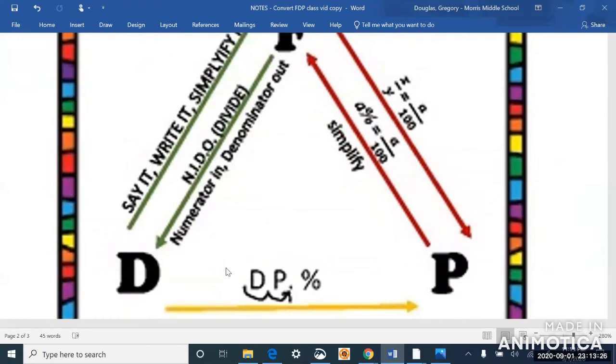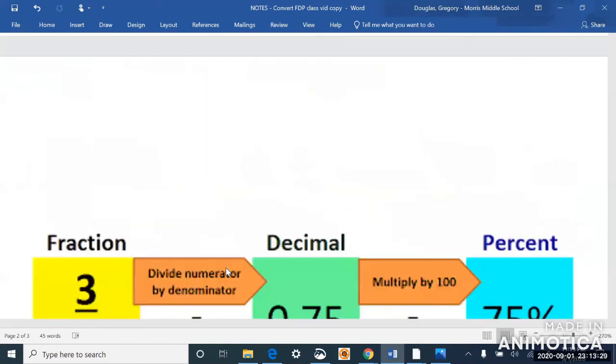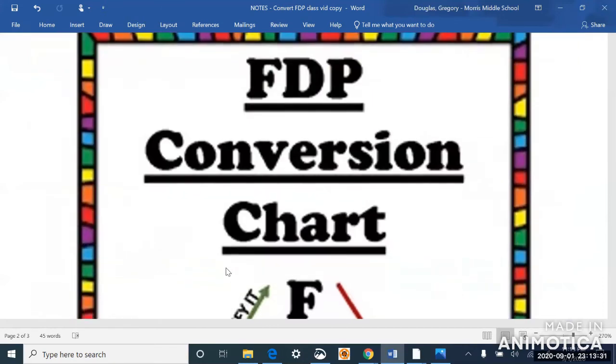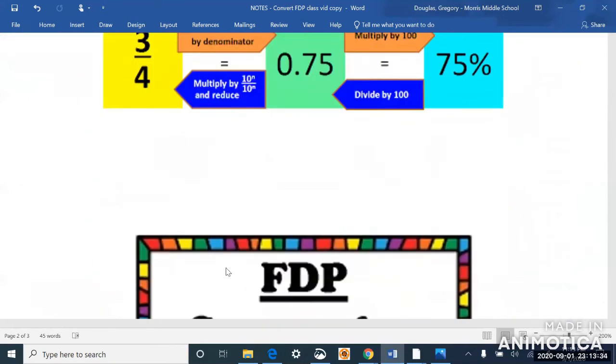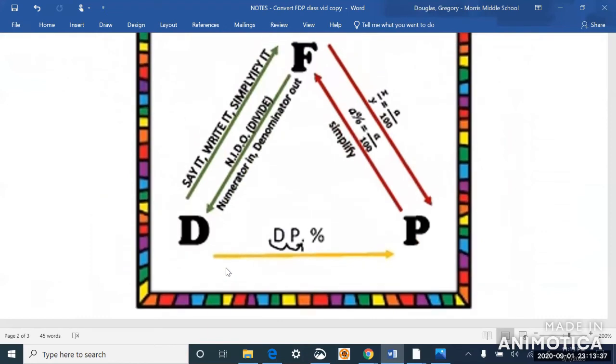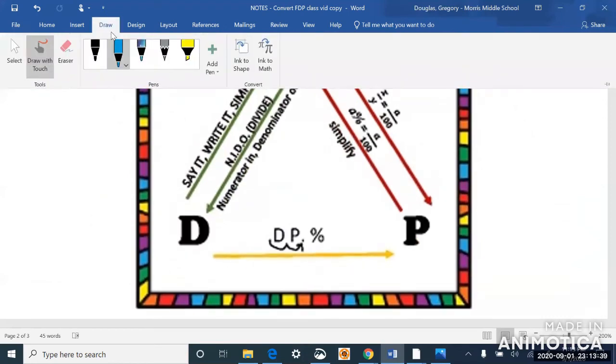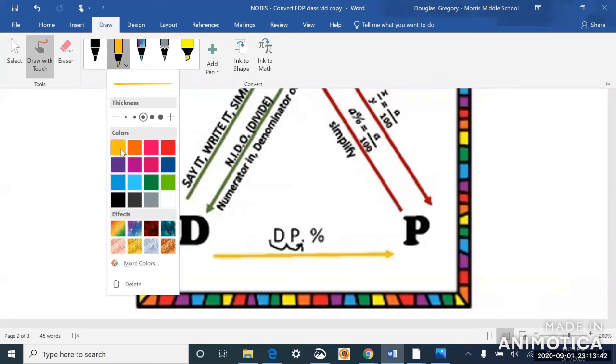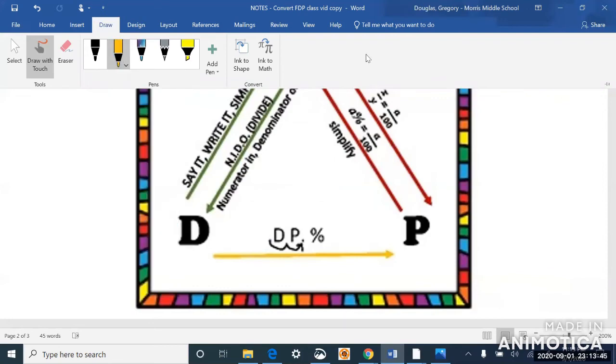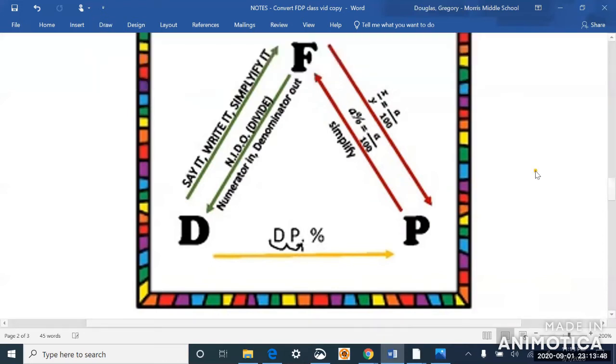This one tried to show, I'm going to add one thing to this. Let me try to shrink it down so you can see the whole thing. It keeps moving the page. Let me change to a yellow, or close enough, okay? So they're showing you how to get from decimal to percent, okay? But what about percent to decimal, okay?